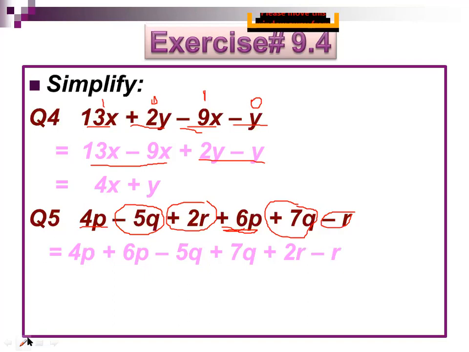Now simply you are going to add or subtract. You are going to add these together. But what about this? What are you going to do? Obviously you are going to do subtraction, because minus plus minus. You are going to perform subtraction here because minus plus minus. And here plus minus minus, so also you are going to perform subtraction here. But how? 4 plus 6 will become 10p.